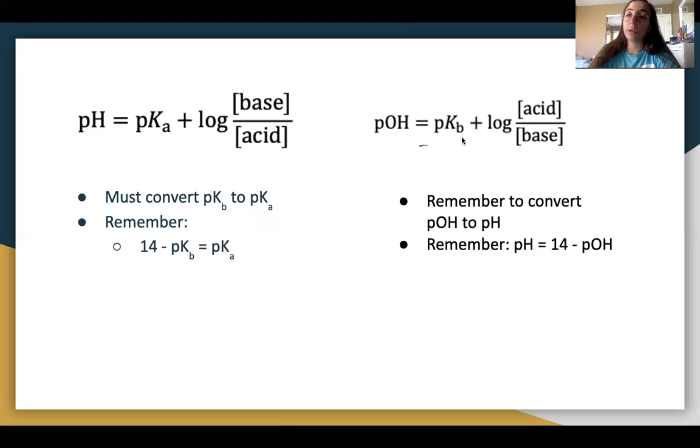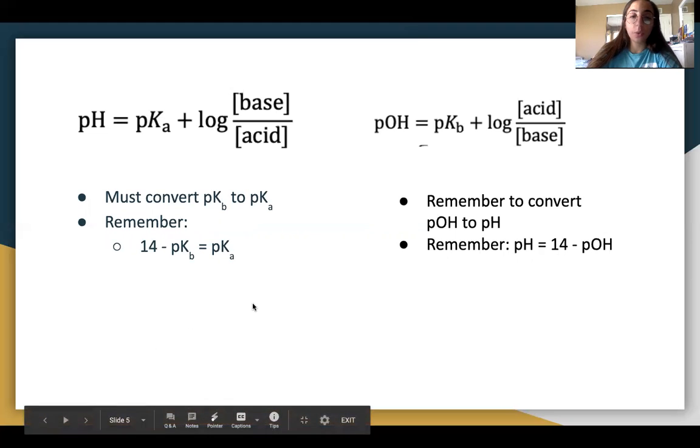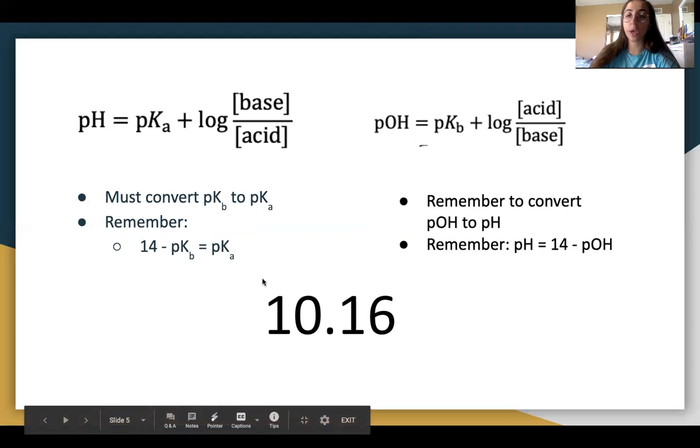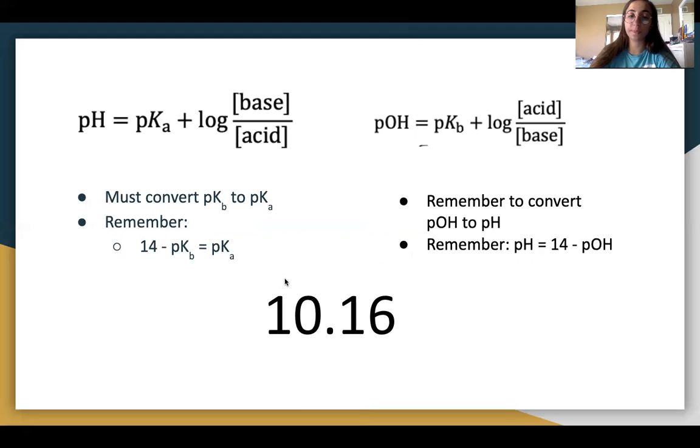However, if we want to use this equation because we are given pKb, we must remember to convert the pOH to pH at the end, because the question asks for the pH and not pOH. So again, remember that pH equals 14 minus pOH. When you plug in the numbers, you should get 10.16. No matter which equation you use, you just have to remember to do the right conversions.